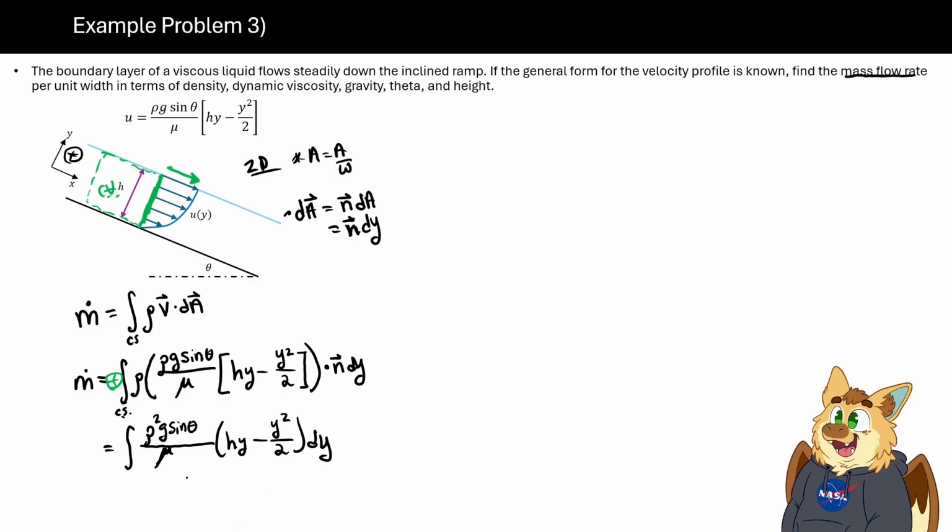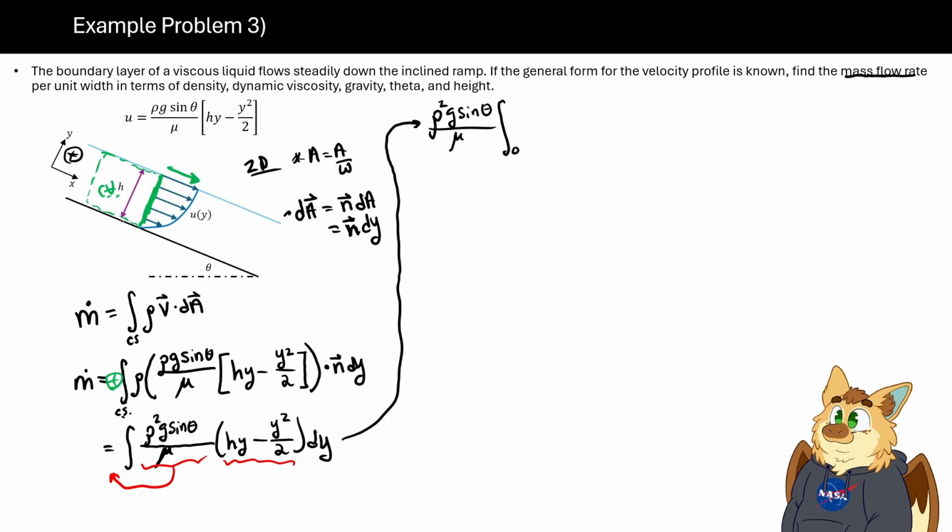And then from there, this is pretty straightforward. I don't want to really work through all this, but I guess I could, because there's always going to be that one person who asks, where did that come from? It's basic math. You just pull out this fraction because it's constant outside the integral, and you evaluate this term with respect to dy. So this would be equal to rho squared g sine theta over mu times the integral, and we're going to evaluate a definite integral because we're integrating from y equals 0 to h, of hy minus y squared over 2 times dy.